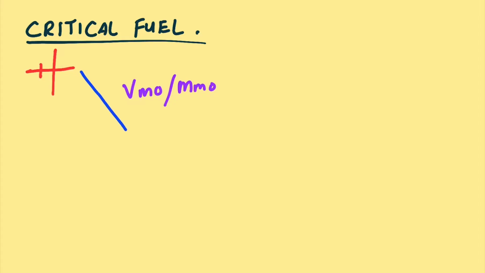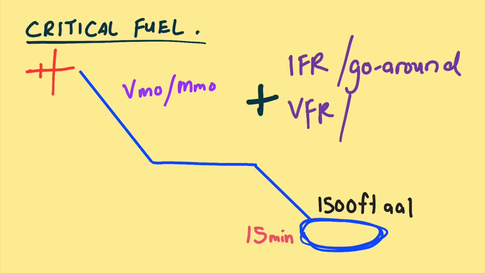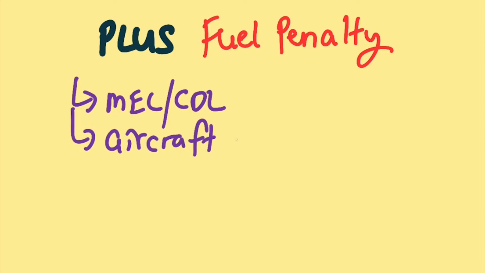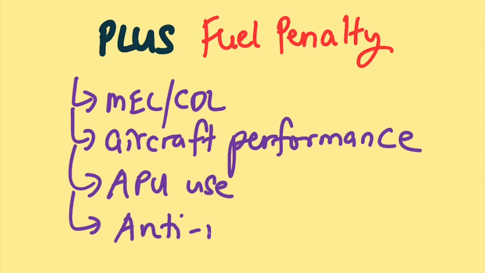So EDTO critical fuel profile is calculated by you descending at VMO or MMO or any predetermined speed to your diversion flight level. Diversion cruise at a certain speed. Normal descent to 1500 feet above an airport, holding for 15 minutes, 1 IFR approach and go around, 2nd VFR approach and landing. Also fuel consumption for the length of the diversion and other fuel reserve for any aircraft defects, MEL or CDL, aircraft performance and fuel penalty for anti-ice system.